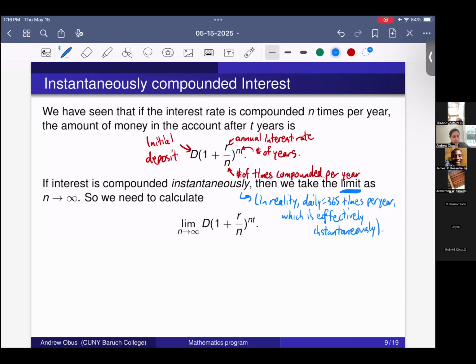Okay, so let's see what happens. So we need to calculate this limit. And this is a little bit tricky, especially since there's no numbers involved. It's all letters. So I'm just going to rewrite this as following.